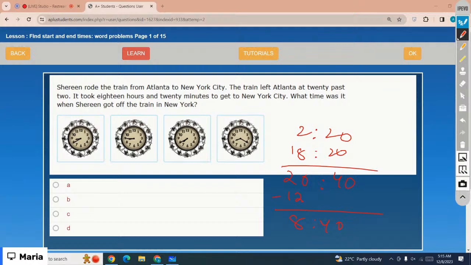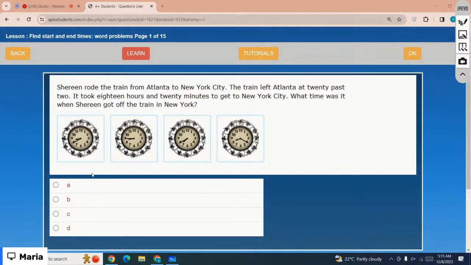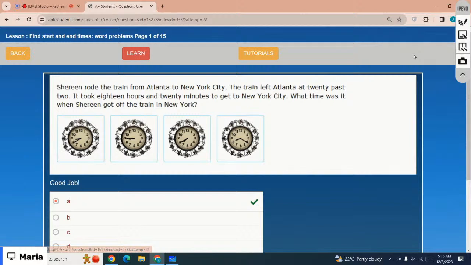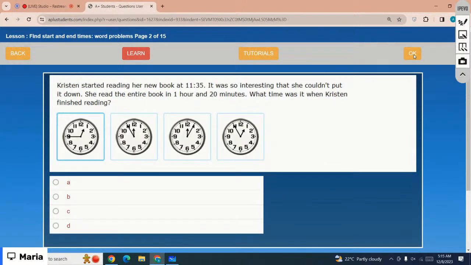So the correct option is option number A. That means when he got off the train in New York, that would be 8:40. The option number A is the correct option, right? Yes, option 1 is the correct option. Basically, I calculated the time in hours, right? But then I subtracted 12 to calculate the exact time.